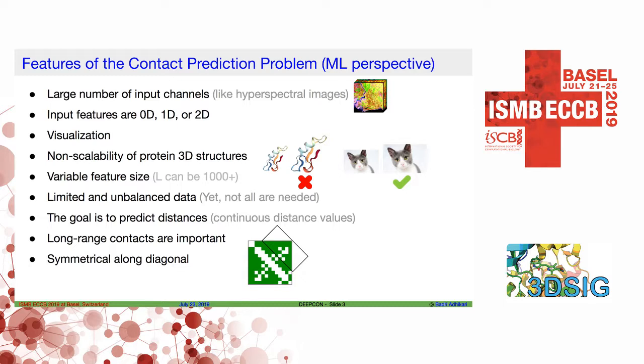Also, we have to bear in mind that the overall goal in the field is to predict continuous distance values, and contact prediction is simply a way to simplify the problem so that we can attack it. Also, long-range contacts are more important, so the contacts in the upper triangle of the contact map are more important, and the output matrix is symmetrical. So these are some of the features, from a machine learning perspective, which make this problem different from depth prediction or image segmentation problems.